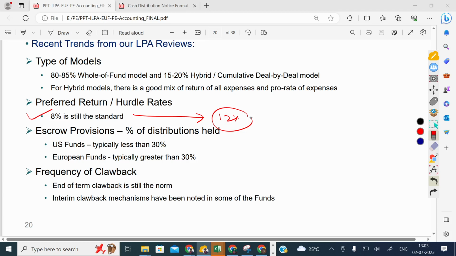If you see India's central bank, they charge around 7 to 8%, meaning they pay 7 to 8% on treasury bills. So the same rate you would see here as well with the preferred return. So they ensure it, right?